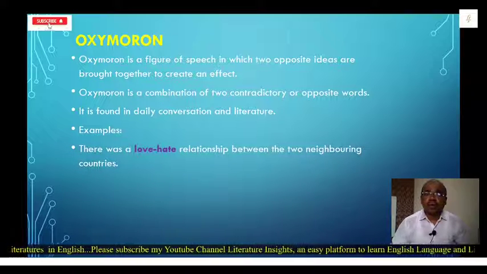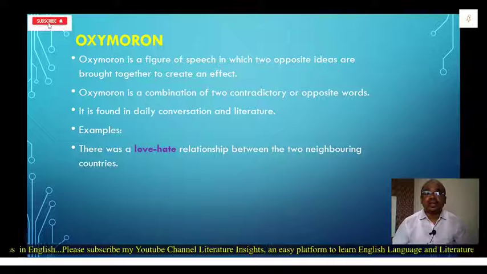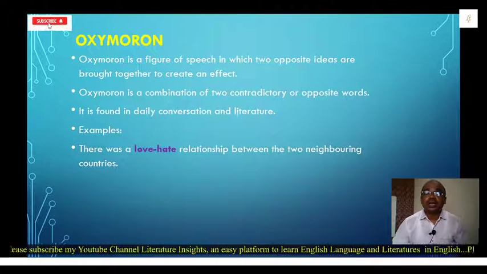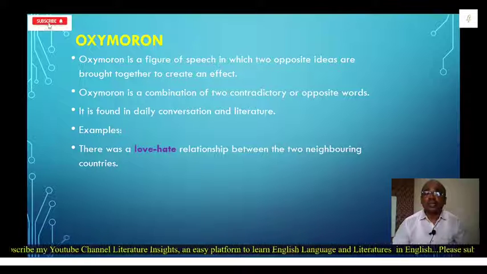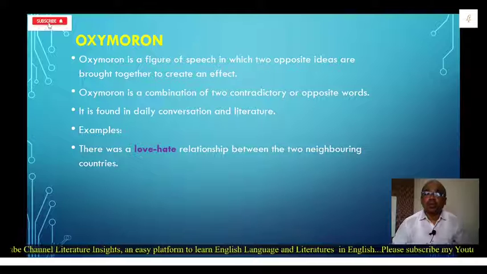There was a love-hate relationship between the two neighboring countries. Here the word love-hate is exposing contradictory or opposite ideas brought together to create an effect on the mind of the reader.